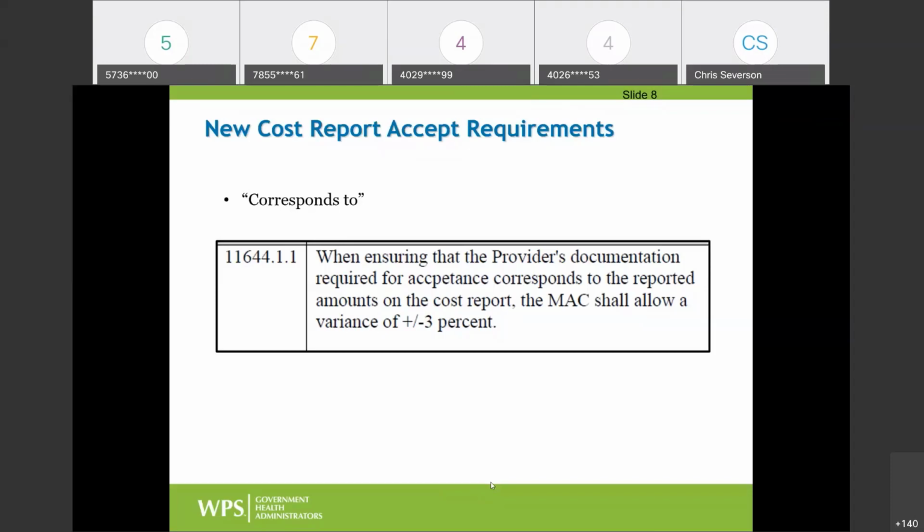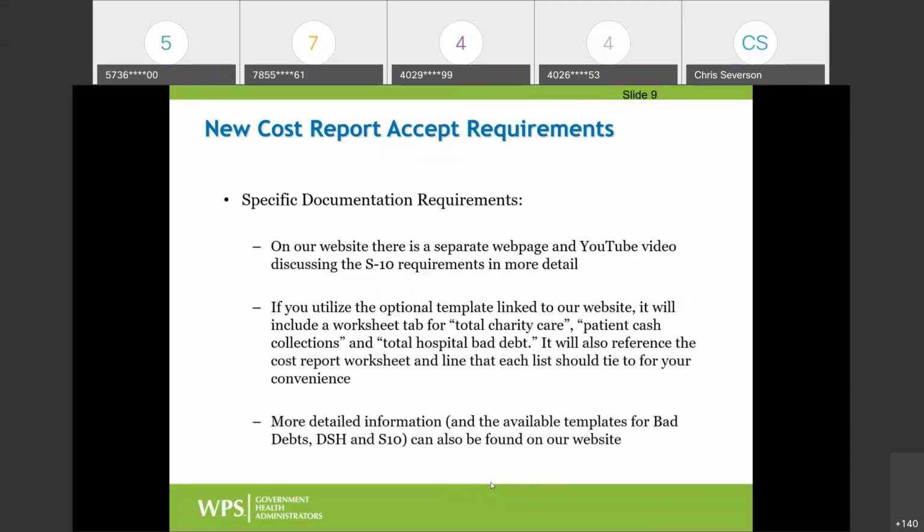But of course, when we come to the desk review time, we'll be asking why is there a variance, which amount is correct, basically. So that's the concern there. Now, I do want to mention we have on our website, it's been out there for a while now, actually over a year. It was right after the Federal Register came out. There's a separate web page, and there's also a linked YouTube video discussing, this should actually be the cost report requirements, not S10, but they're discussed in more detail.